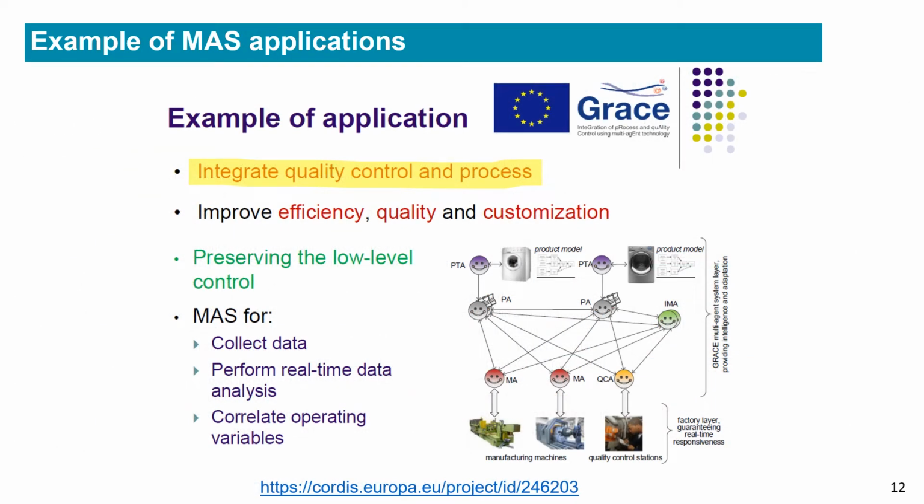Following the GRACE project, as you can see here, we have the architecture of the system, or the proposed solution, that has been used in that project. Integration of quality control and process has been achieved in order to improve the efficiency and the quality, and of course the customization of the manufacturing system. Basically a multi-agent system has been used to collect the data, perform real-time data analysis and correlate operating variables.